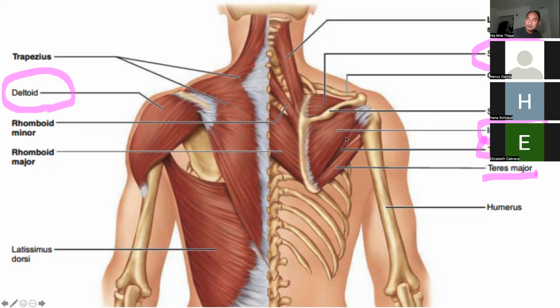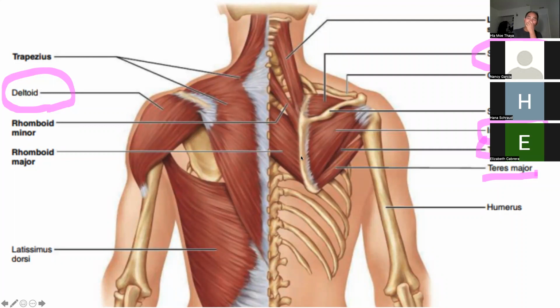And this is the teres minor, which is below the infraspinatus muscle. And look at the teres major muscle here. So if we want to see these SIT muscles, supraspinatus, infraspinatus, and teres minor and teres major, we have to remove the trapezius muscle.